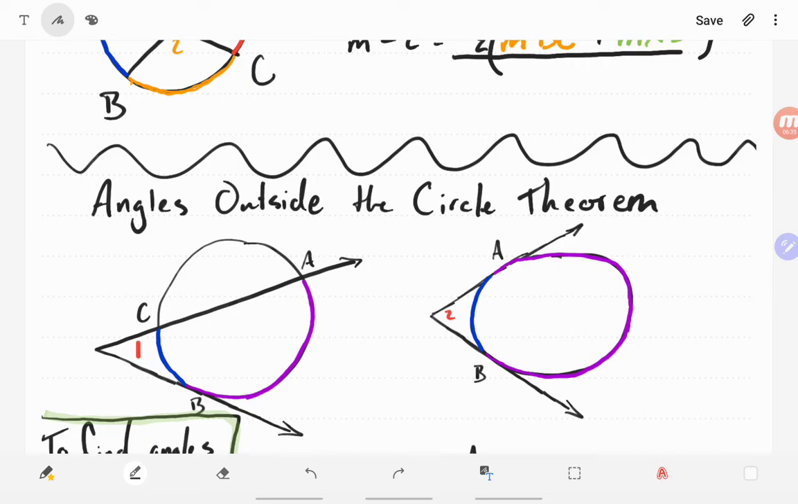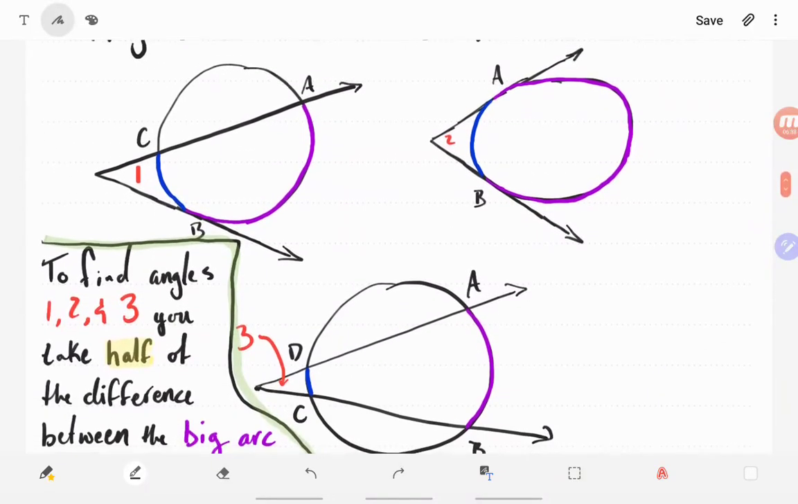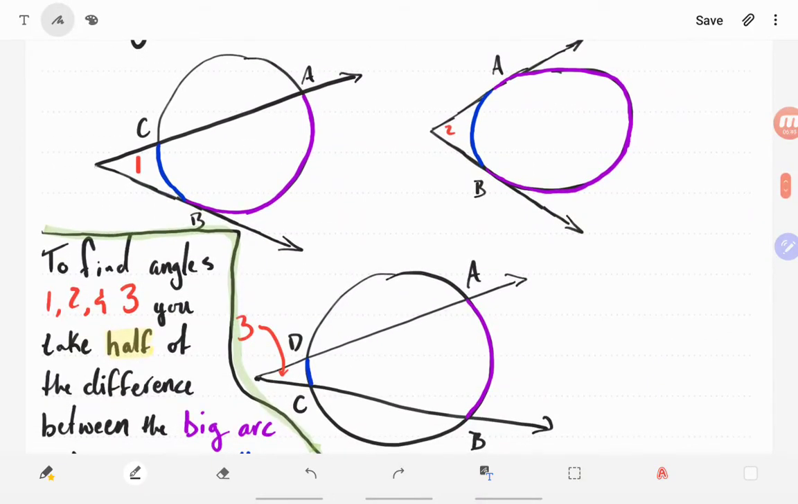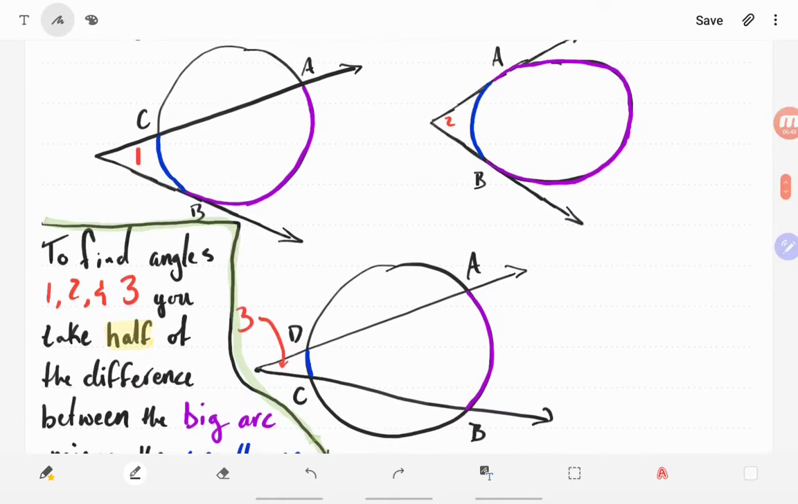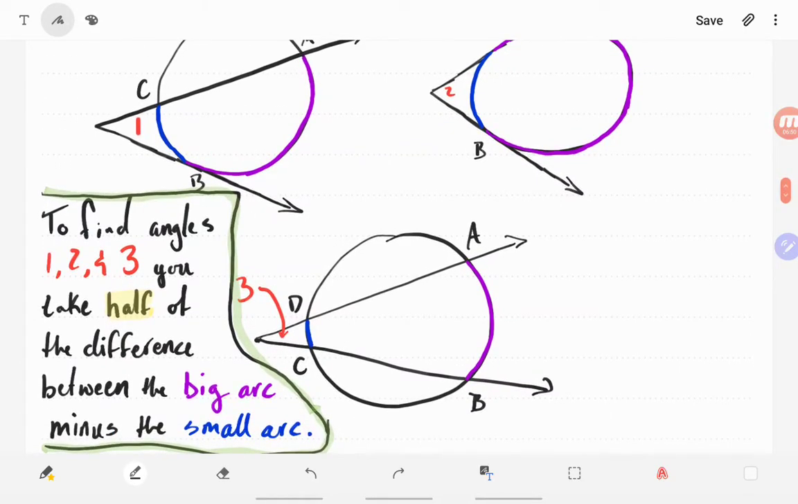Well, it turns out what I need to do to find, right, I've got 3 different examples of these guys intersecting outside the circle. To find angle 1, angle 2, or angle 3, what we do is we take half the difference between the big arc that is created, the interior big arc that is created, and the smallest arc, right? So I take the big arc and I put that in purple, and I subtract the smaller arc from that, right?